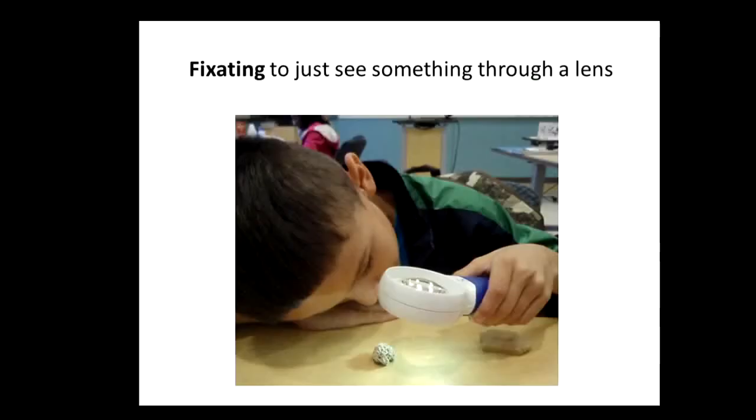The skill of fixating is easy. It's just looking at something that is not moving around with a magnifier. This student is actually using the light in the magnifier to find the fossil. Then he looks at the detail through the lens.